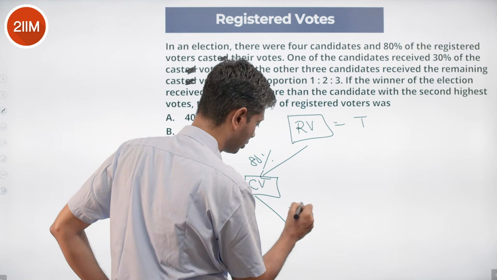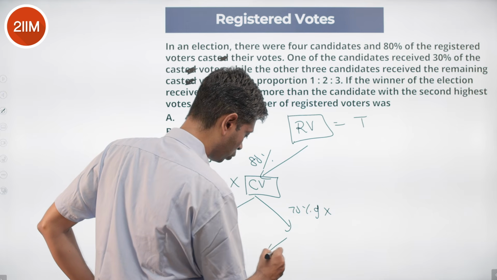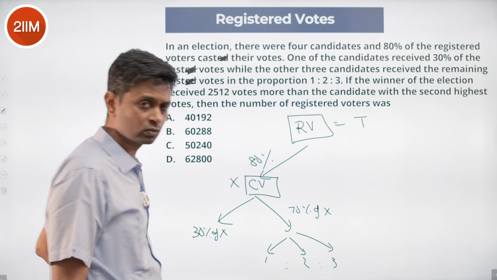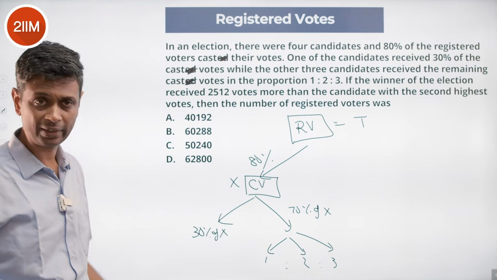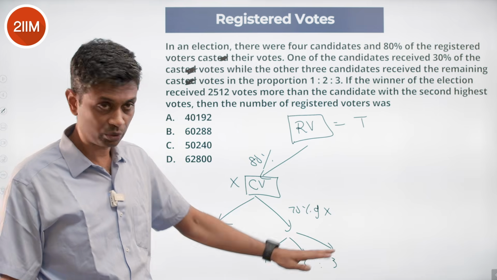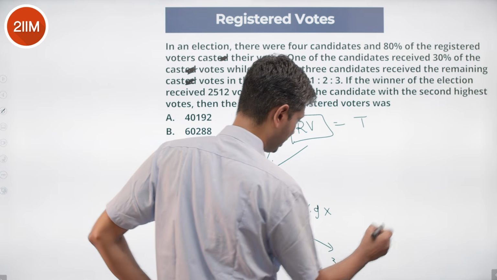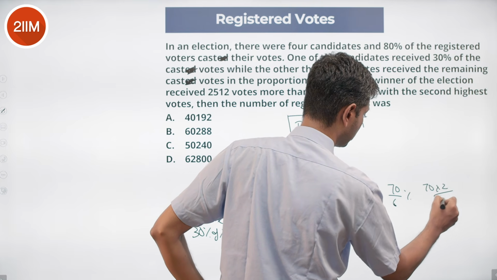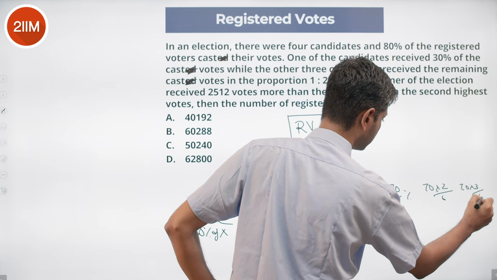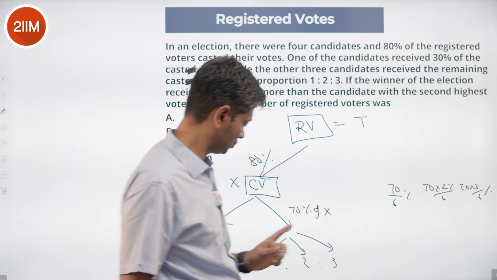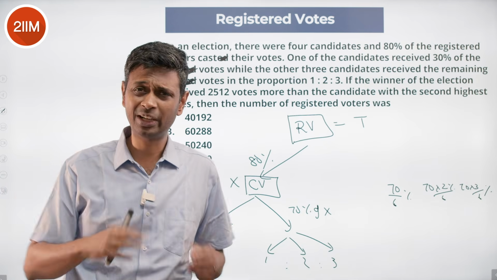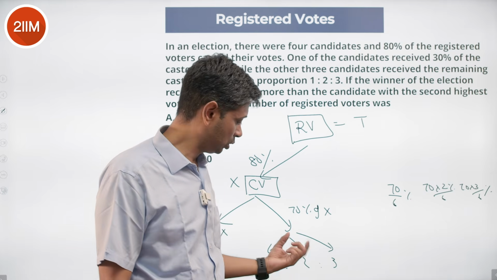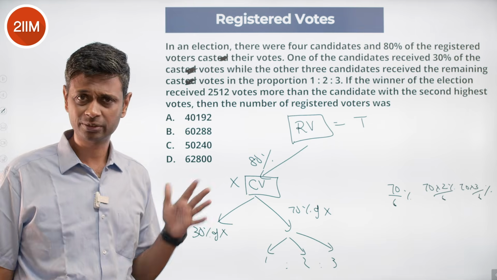So remaining is 70% of X. That gets broken in the ratio 1:2:3. So this 30% goes to one candidate, 70% goes in the ratio 1:2:3, so these 3 candidates will get 70/6%, 70 into 2/6, 70 into 3/6. 1 plus 2 plus 3 is 6 units. Break 70% into 6 parts. 1 part, 2 parts, 3 parts. 3 out of 6 is half. 2 out of 6 is 1/3. 1 out of 6 is 1/6.